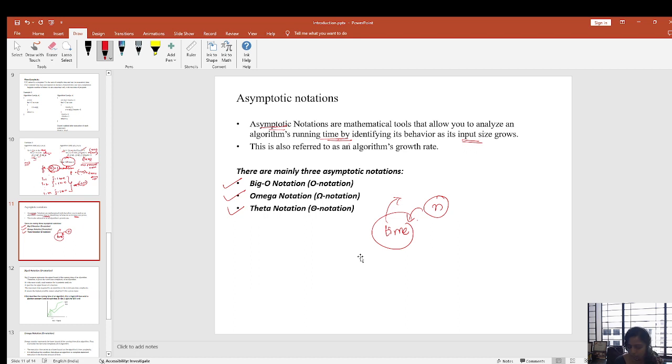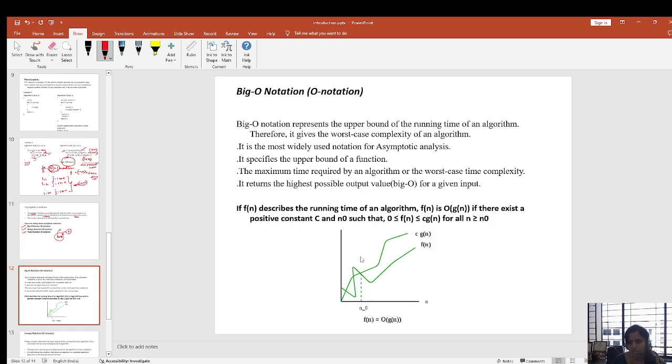So, in this video lecture, we will study in detail about what those different notations are, and how they are going to verify based on the input size variable. The first one is big O notation.